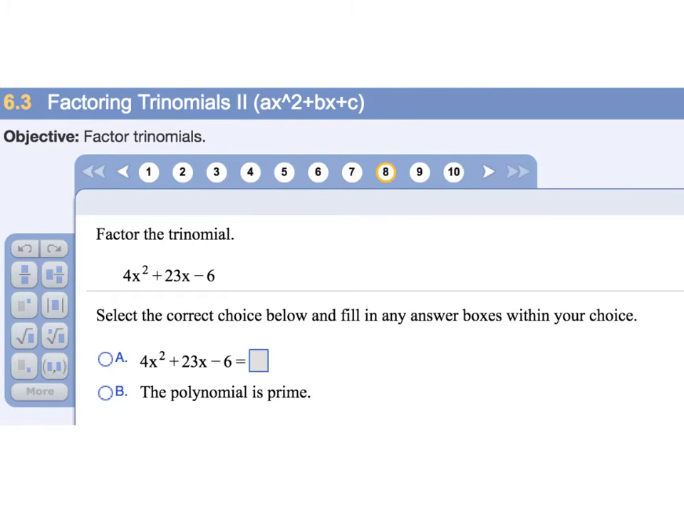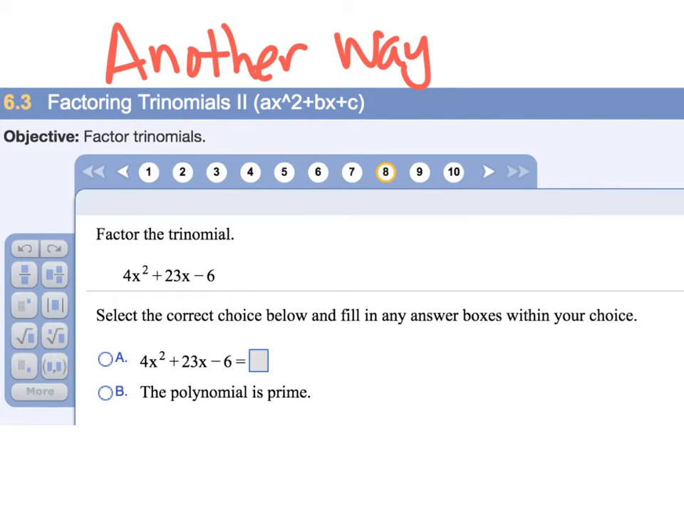All right, so I'm going to show you another way to do the same kind of technique, right, to factor. But here is another way. You might like it, you might not. Let's see, and I'll let you choose.